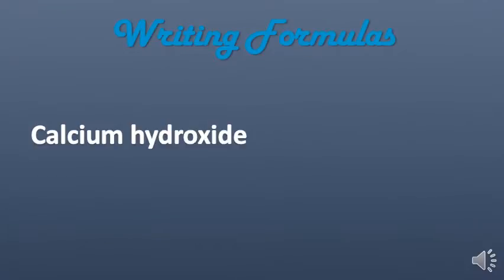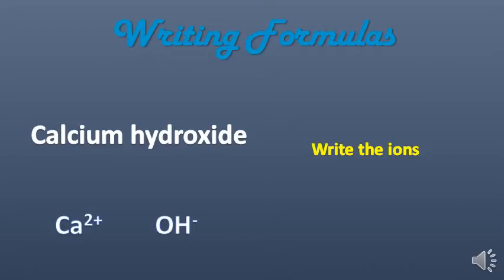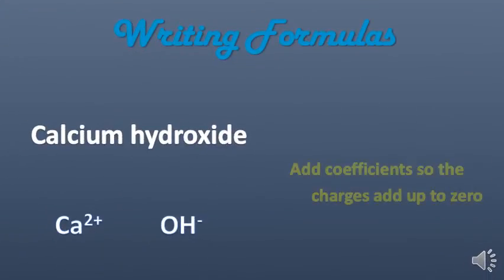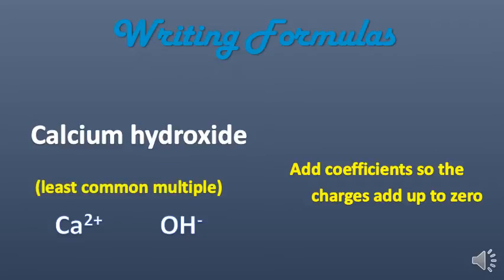We're going to go the other direction and write the formula from the name. So first off, you need to write the ions. And this is so much easier if you know your polyatomics. Trust me on this. Now that you've done that, you need to add coefficients so the charges add to 0. So, using the least common multiple between 2 and 1, we get 2. 2 is our least common multiple. So we can put a 1 there or skip the 1. We don't have to write 1s. It's not necessary. Put a 2 there.